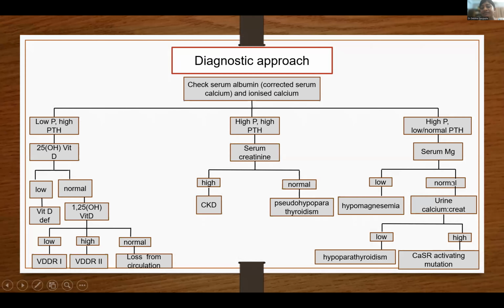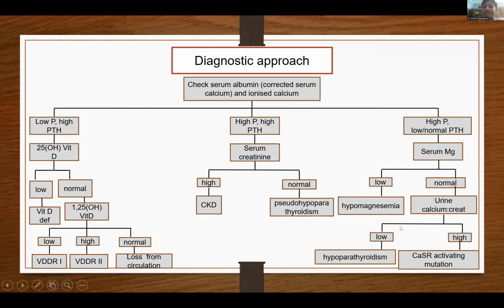If you see the serum magnesium is normal, then you check whether the child is having hypercalciuria. Hypercalciuria in the face of hypocalcemia can happen if there is an activating mutation of the calcium sensing receptor, but in all other conditions, you expect the urine calcium creatinine ratio to be low.